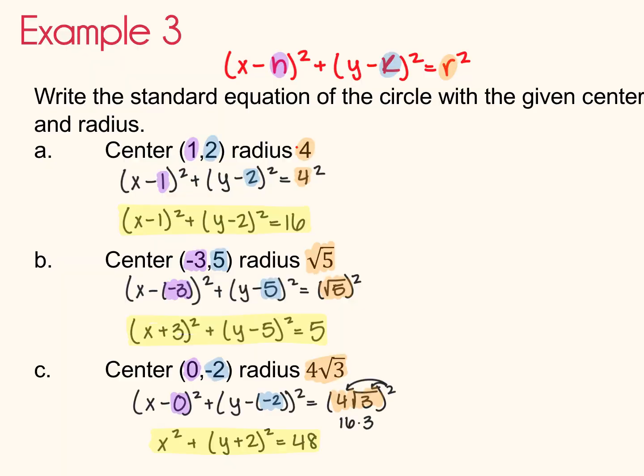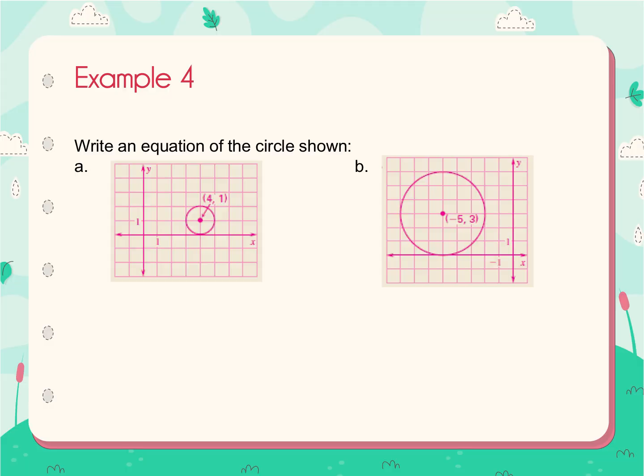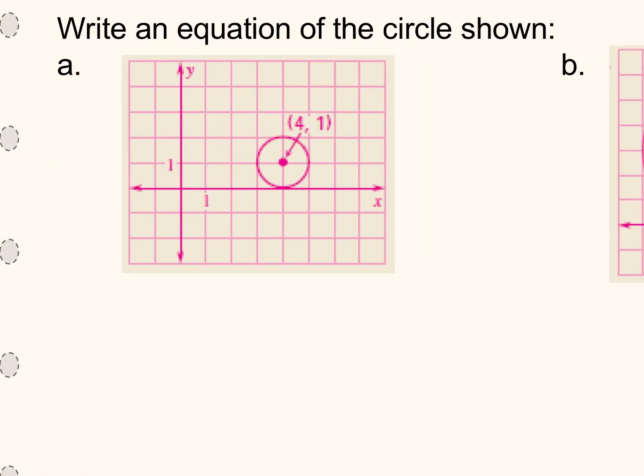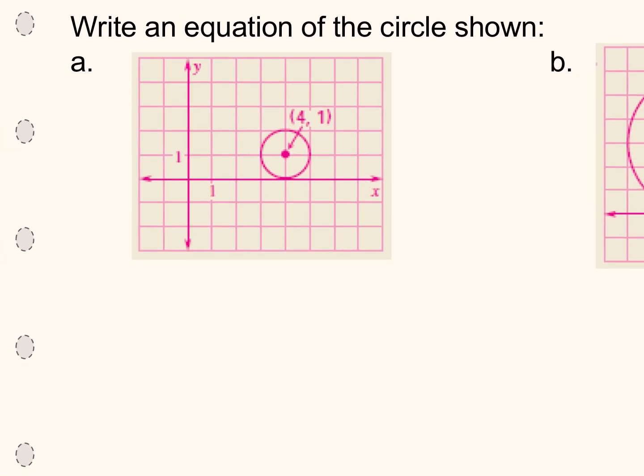All right, looking at example number 4, it says write an equation for the circle shown. So now they're not writing out my center, they're not giving me my radius, but looking at the diagram, I could find that information. Again, they want me to write an equation. So looking at it, what is the center of my circle here?